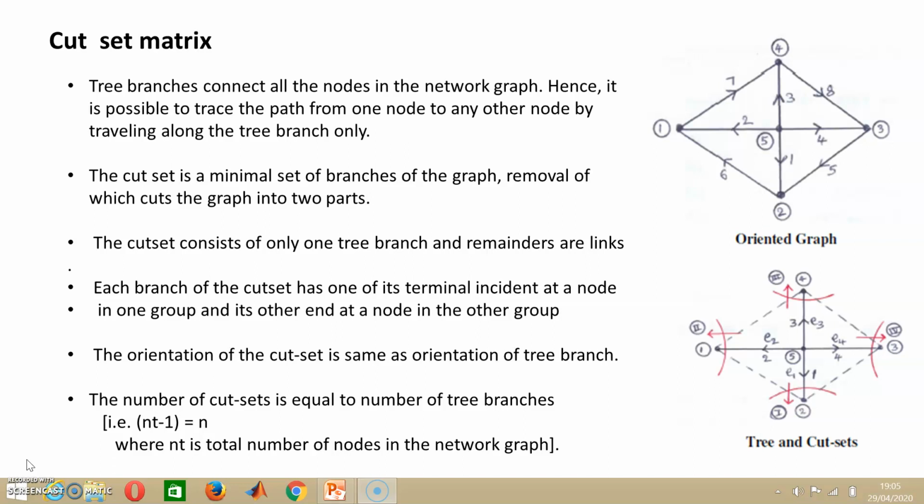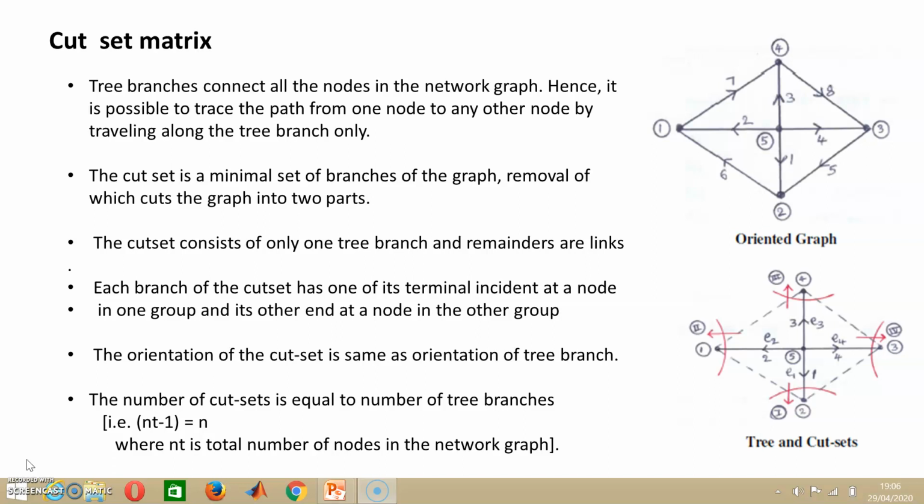I hope all of you have seen the last three video lectures on network topology and also practiced some problems after going through the videos. Today we'll take up the cut set matrix schedule. Like the incidence matrix and tie set matrix, there is one more matrix which gives some information about the network graph or the nature of the network connections, that is the cut set matrix.